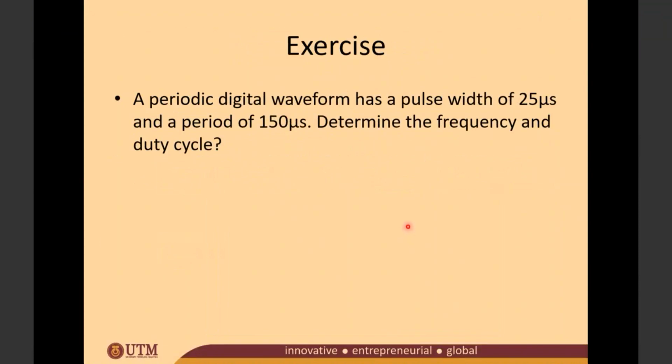Okay, now we look at this exercise. Okay, so a pre-digital waveform has a pulse width of 25 microseconds. Okay, dia bagi tahu TW sama dengan 25 microseconds and period T sama dengan 150 microsecond. Okay, so you're going to find out what is F and what is the duty cycles. Okay, boleh ambil 5 minit tak? Okay, get the result from this exercise. Okay, I give you 5 minutes to do it.